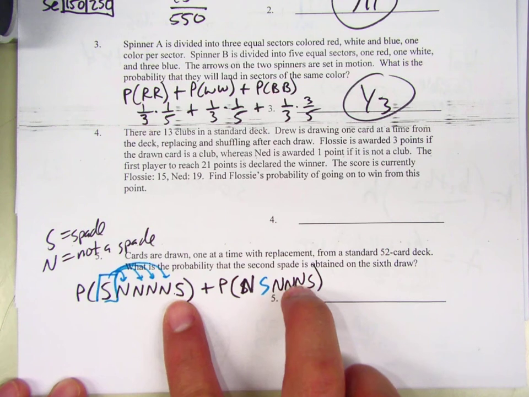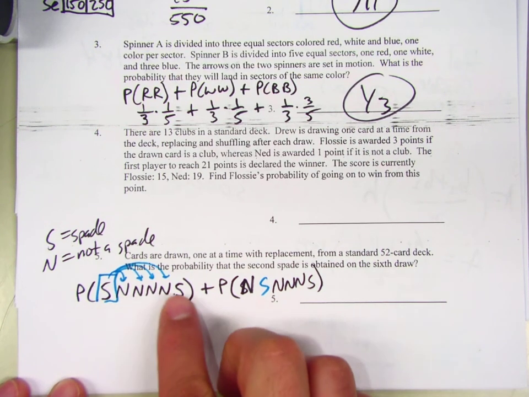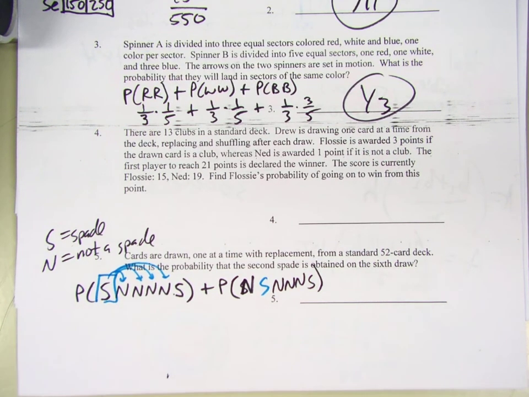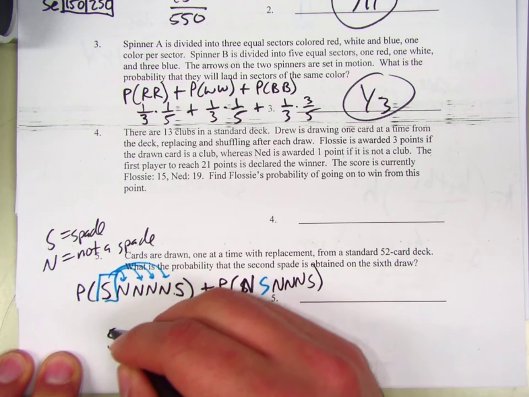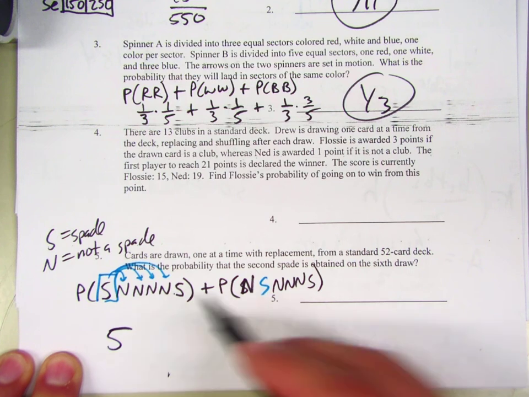The second spade must be the sixth time. The first spade could be the first, second, third, fourth, or fifth time. So there's 5 ways to do that. Okay? So instead of actually writing it all out, since there's 5 ways to do it, all these probabilities are going to be the same each time.